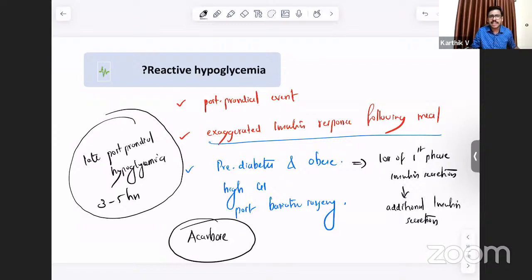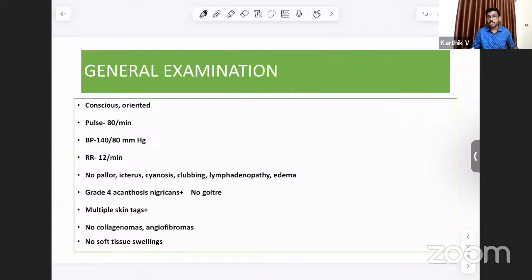So does anyone need any clarification from whatever we have learned so far? Anyone? Any doubts, please feel free to comment in the chat box so that we can clear the doubts in between itself. If there are no doubts so far, we can proceed to the next section of our discussion.